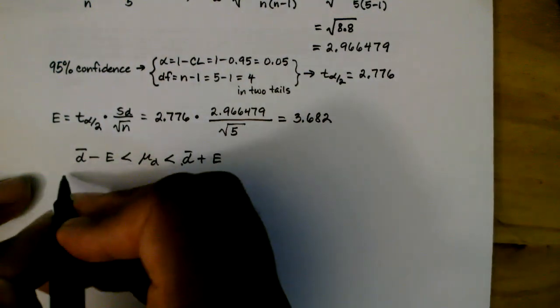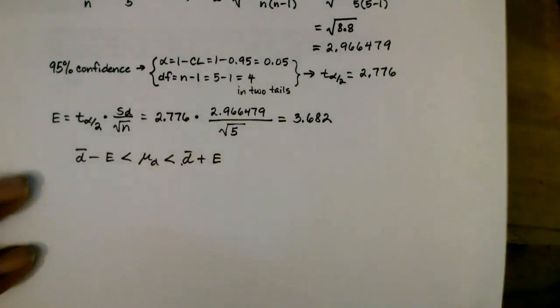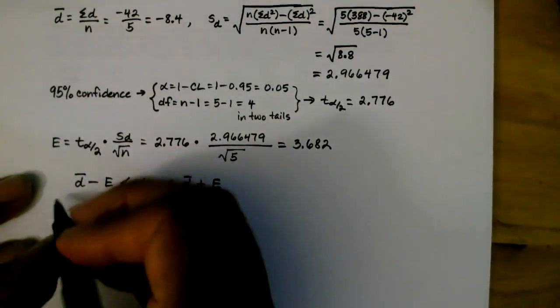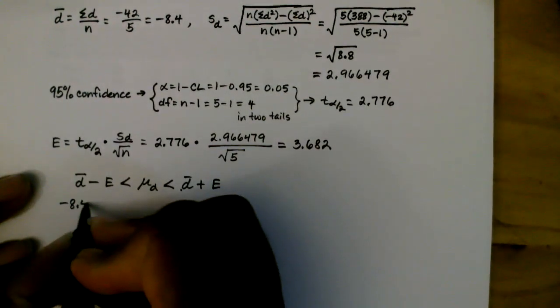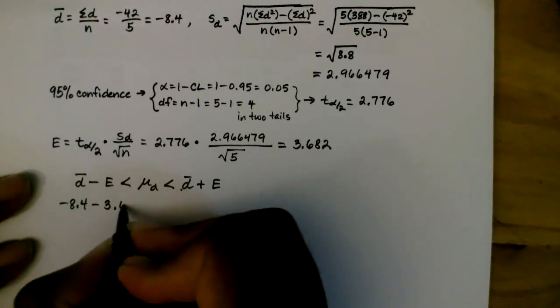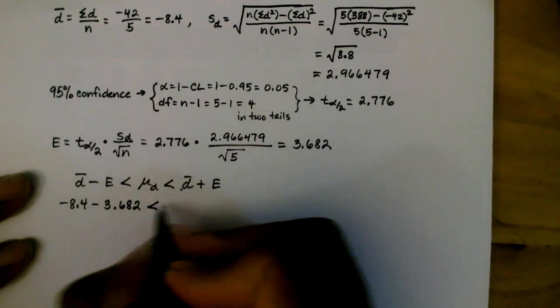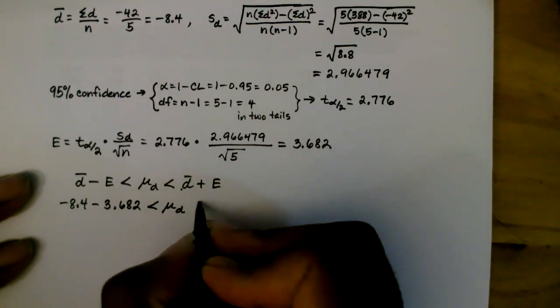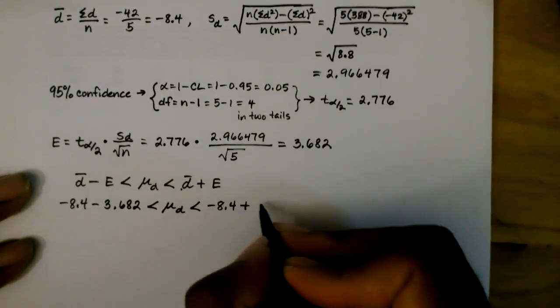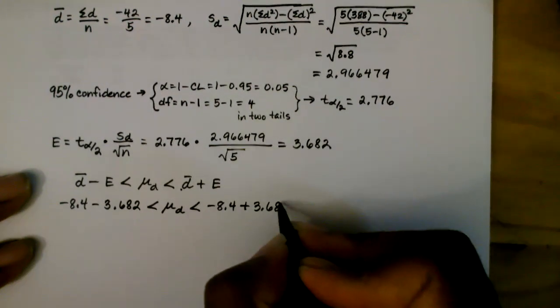So D bar was negative 8.4. I need to bring that down just a little bit. There it is. D bar is negative 8.4 minus the margin of error, that's 3.682, and then less than mu sub D, and less than D bar again, negative 8.4, this time plus 3.682.